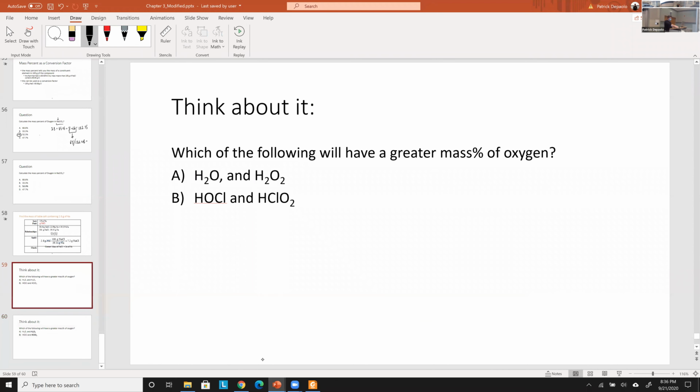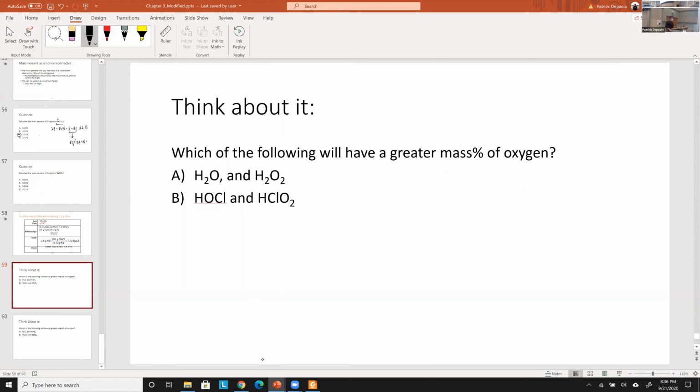That's a good one. Oh, I just told you the answers. Which has the greater mass percent of oxygen, H2O or H2O2? H2O2. It's got double the oxygen. Even if it had 4 times the hydrogen but double the oxygen, it would still be the oxygen, because each oxygen is 16. So you're adding a lot more.